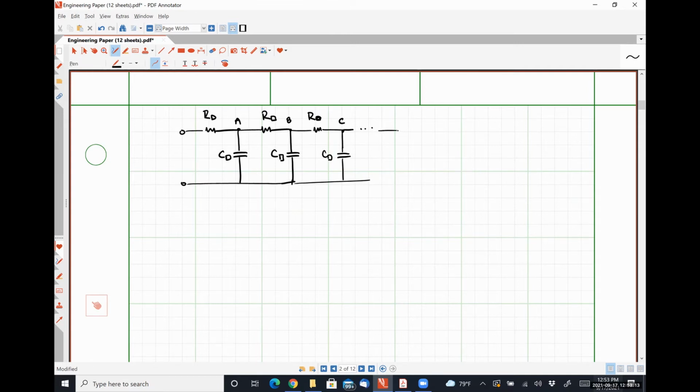And then finally, over here on the far right-hand side, we have a node N, over which our output voltage is measured. So delay characteristics of this guy are going to be a little bit different.